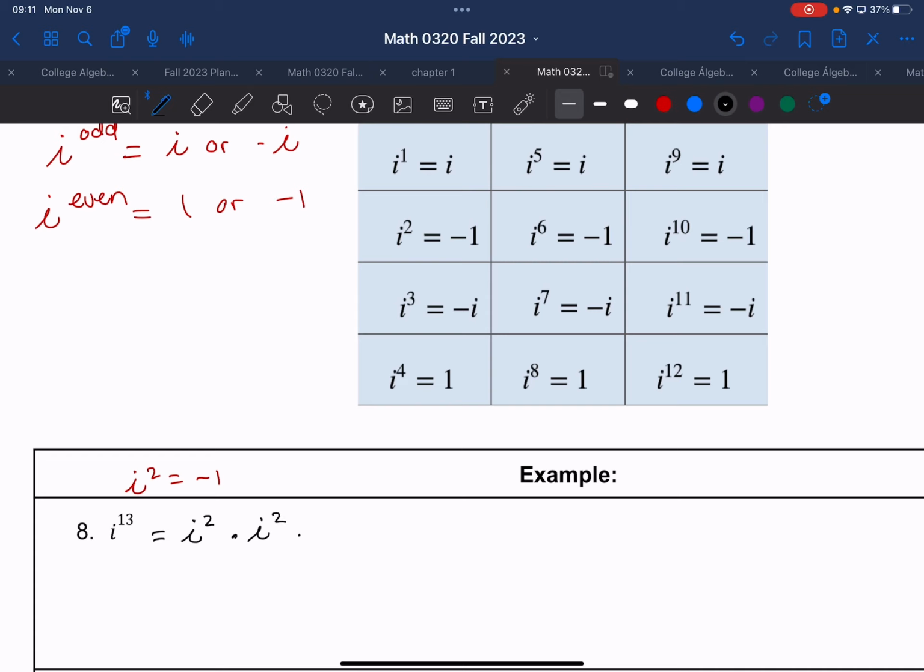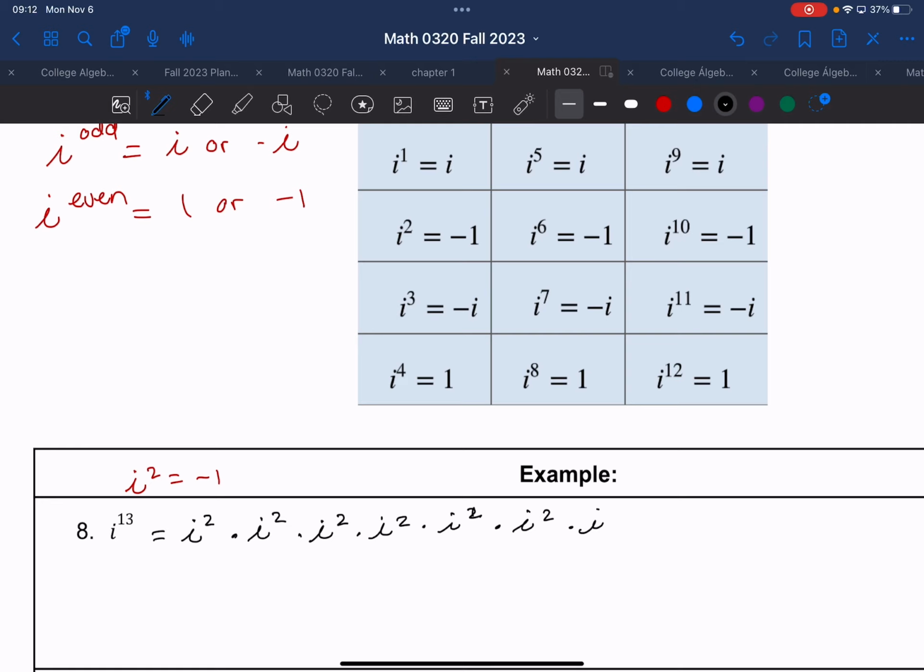So that's 4 i's. i squared, that's 6, 8, 10, and 12. So that's 12 i's right there. i squared times i squared times i squared, that many times gives i to the 12th. But we want i to the 13th, so we're going to have an additional i. So pretty much if we add all these exponents together, we should get 13.